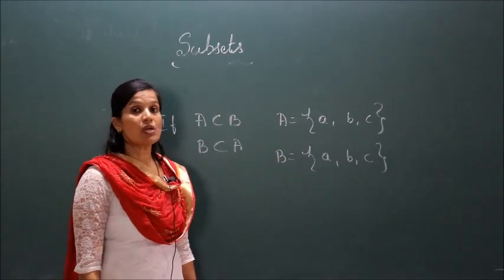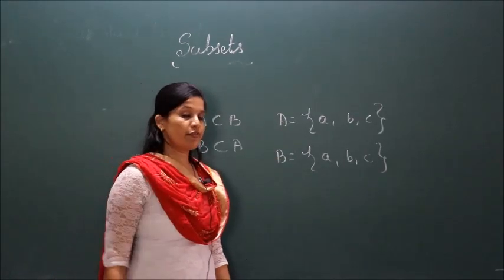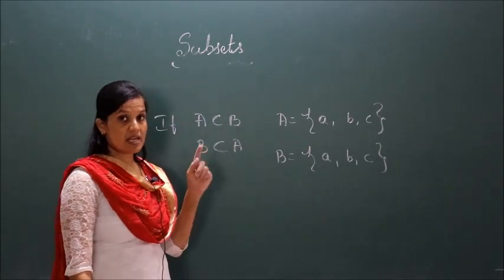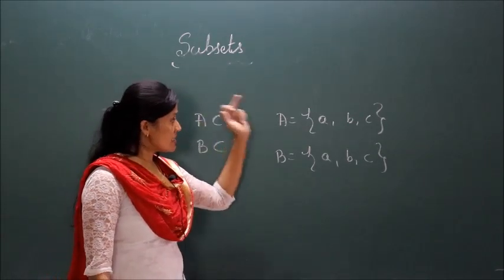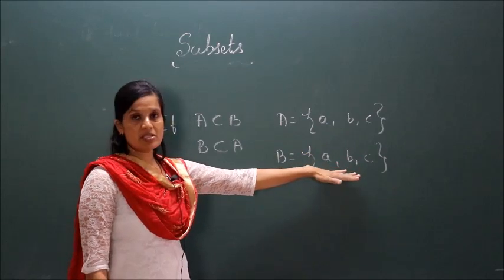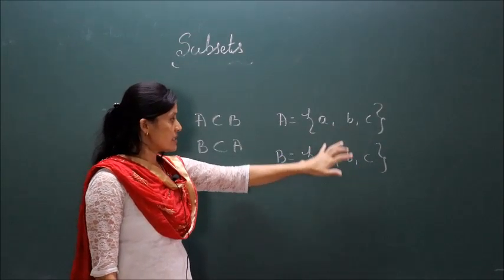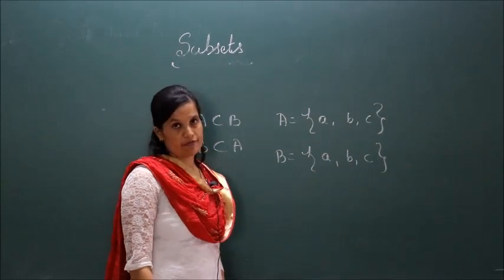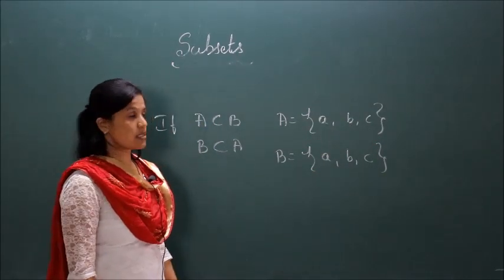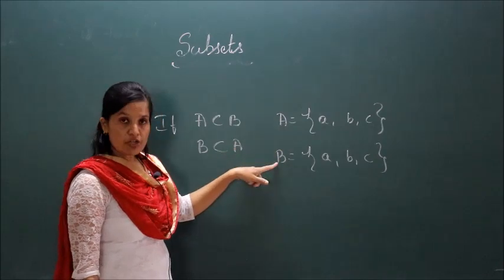These sets are equal sets, right? We have studied the definition of equal sets. Equal sets are the sets which have the same elements and the number of elements is also the same. Three elements are there and we have the same elements. Those are equal sets. Whether A is the subset of B?